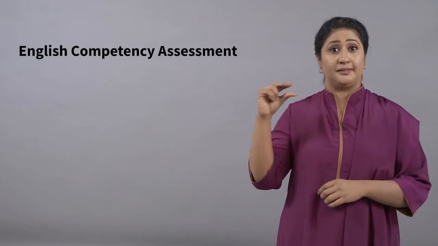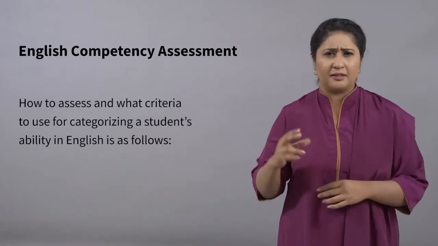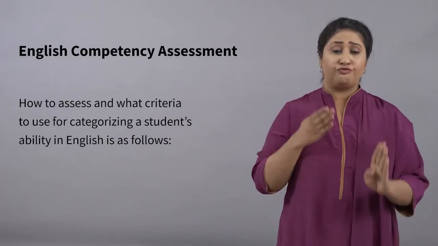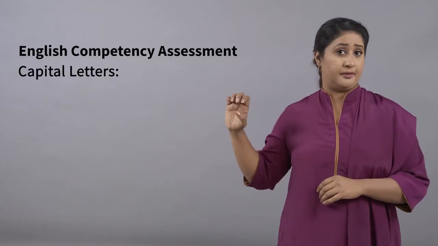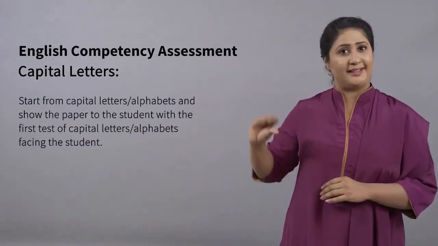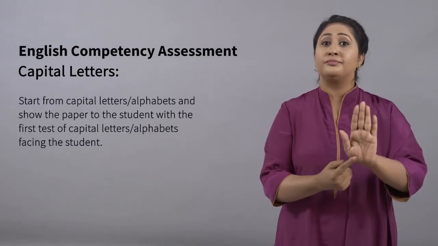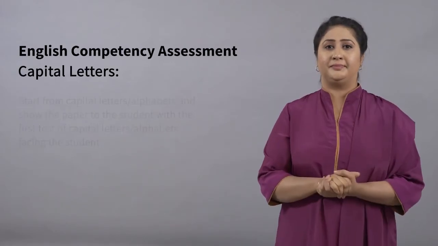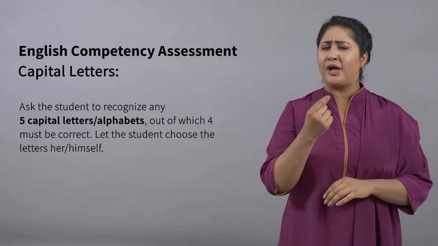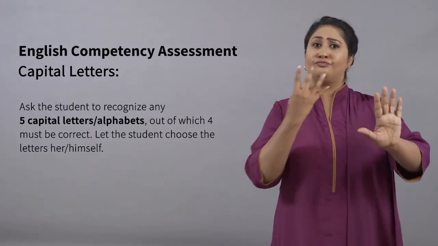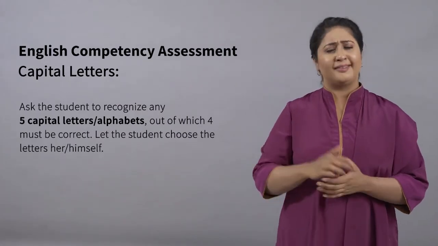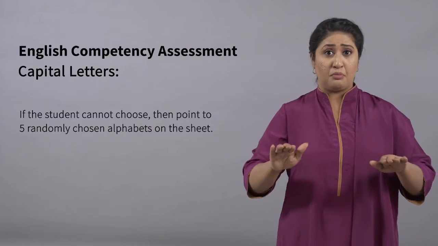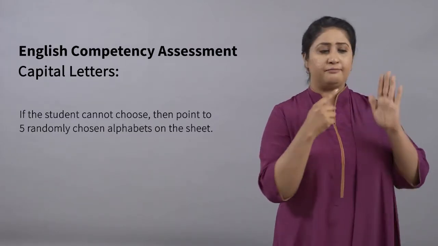English competency assessment. How to assess and what criteria to use for categorizing a student's ability in English is as follows. Capital letters. Start from capital letters / alphabets and show the paper to the student with the first test of capital letters / alphabets facing the student. Ask the student to recognize any 5 capital letters / alphabets, out of which 4 must be correct. Let the student choose the letters her / himself. If the student cannot choose, then point to 5 randomly chosen alphabets on the sheet.